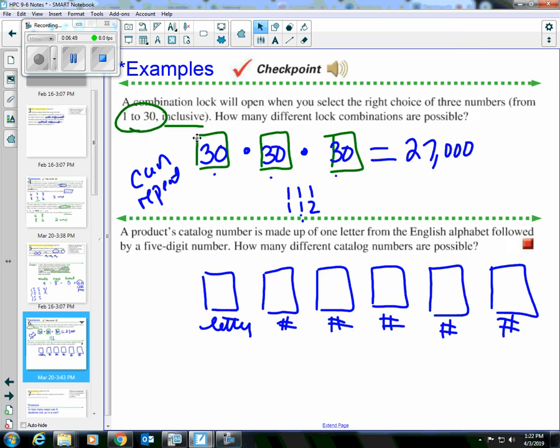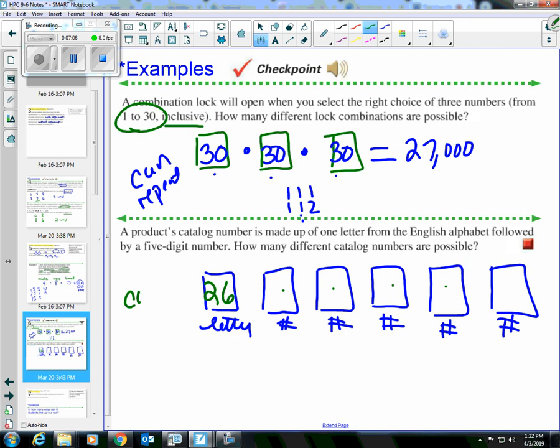So we make up the catalog number. The first thing's a letter. So how many letters in the English language? Well, 26. So we have 26 different options. A 5-digit number. So again, we need to have this conversation. Can the numbers repeat? For example, could you have a product number that's 11111?